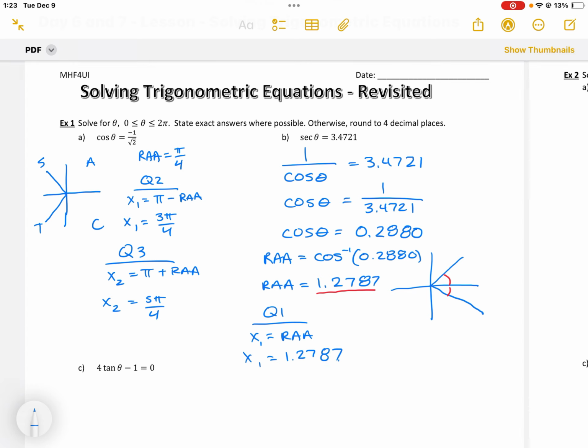So I get 1.2787. In my fourth quadrant, my second solution, I'm going to get 2 pi take away my related acute angle. And when I put that into my calculator, I have really 2 pi take away 1.2787, which gives me a decimal value of 5.0045.